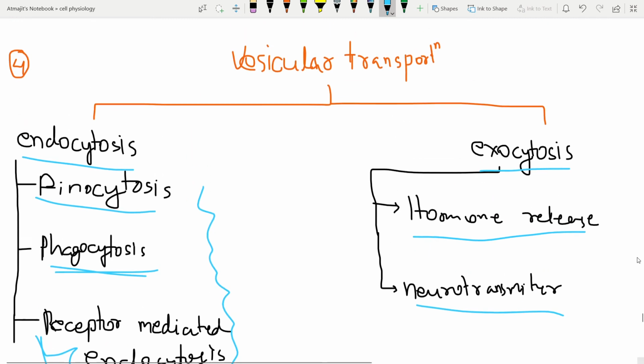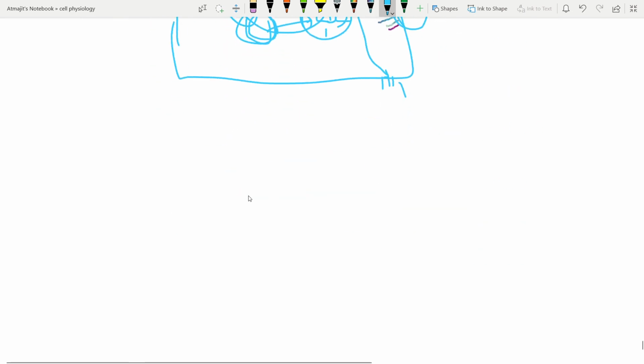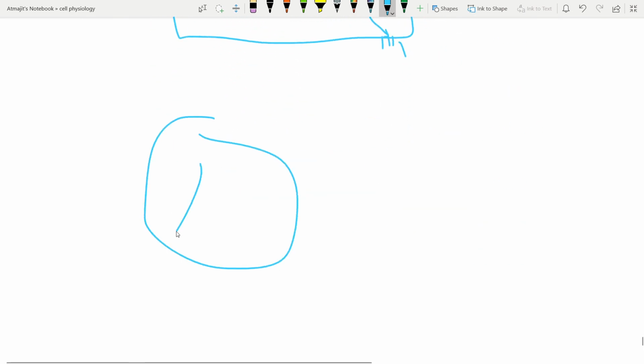Then hormone release. It is so simple. Here, in a beta cell of the pancreas, insulin is secreted and goes near the cell membrane, then the cell membrane will create a structure like this and then insulin will go out of the cell, and the cell membrane will repair itself again.